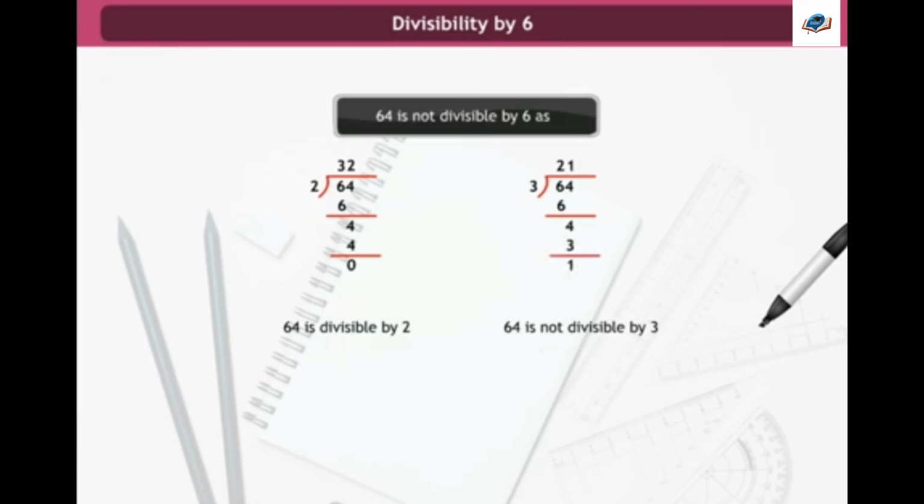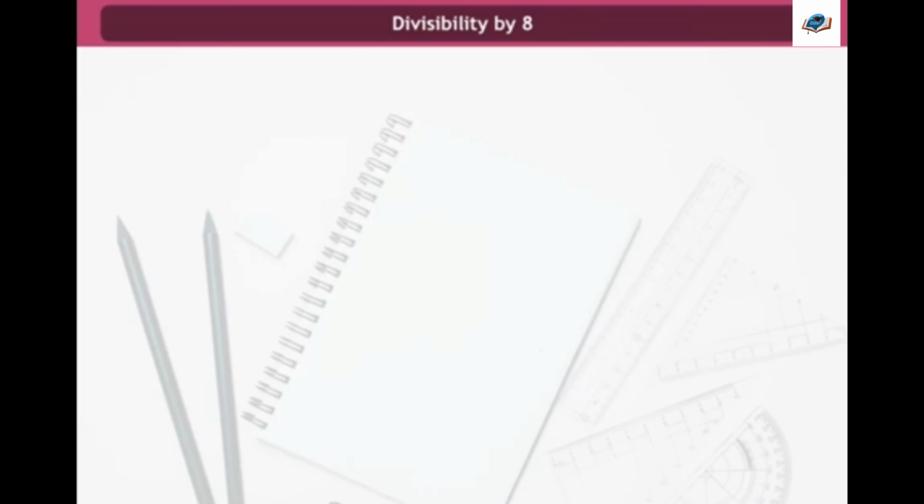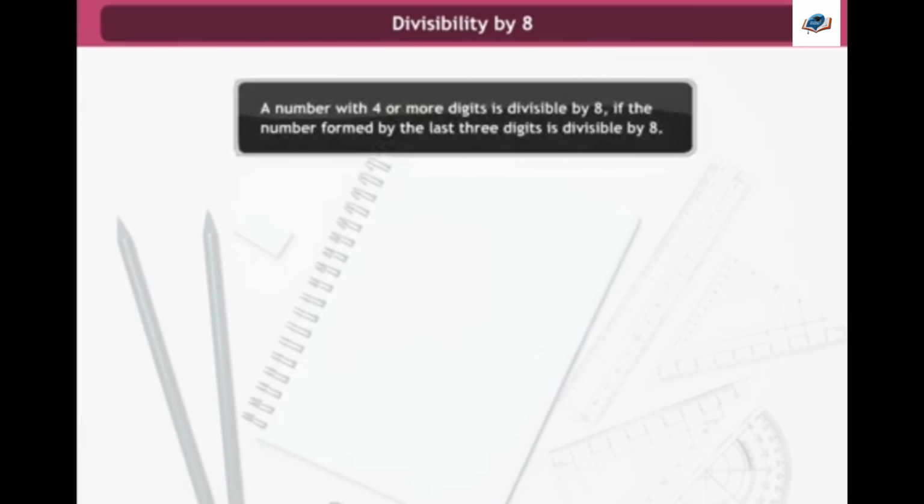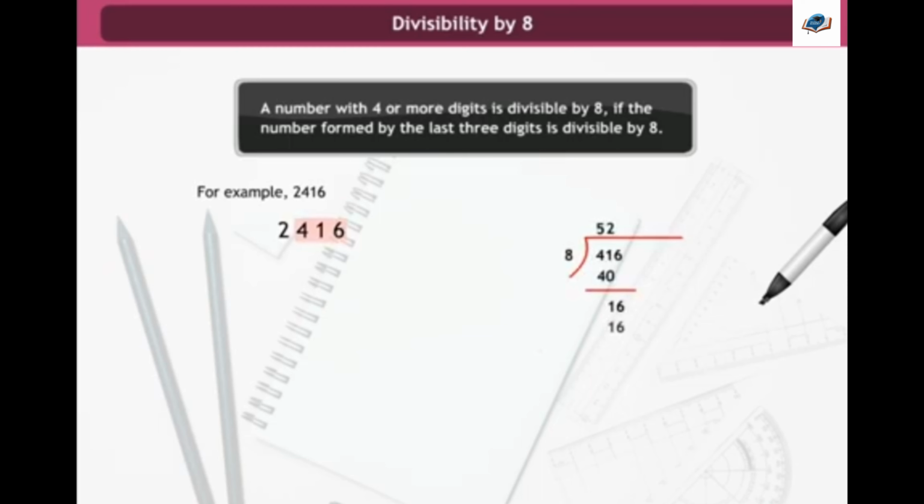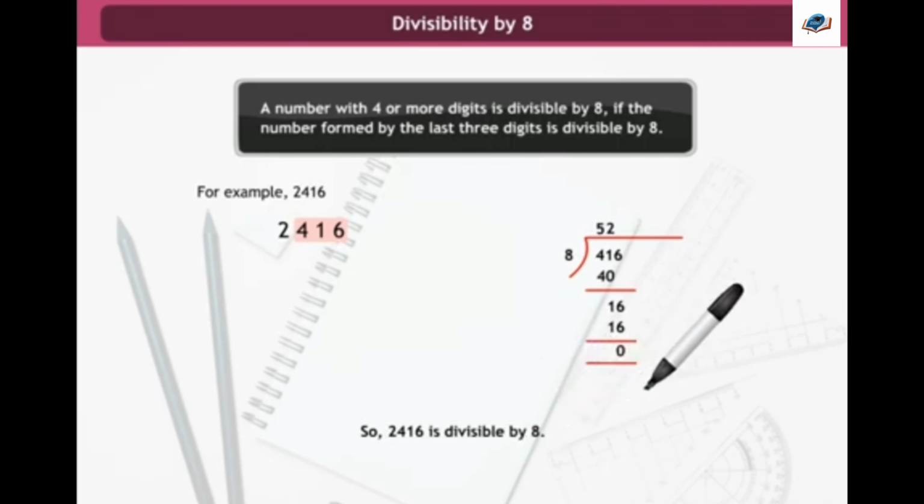Divisibility by 8. A number with 4 or more digits is divisible by 8 if the number formed by the last 3 digits is divisible by 8. For example, 2416. The number formed by its last 3 digits, that is 416, is divisible by 8. So we say that 2416 is divisible by 8.